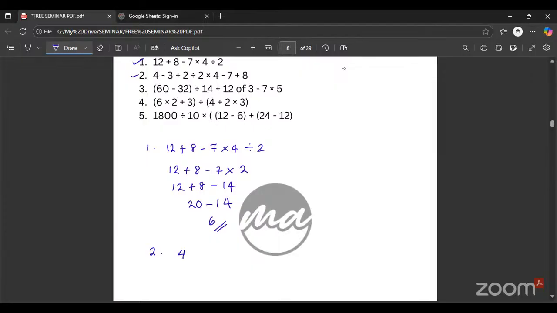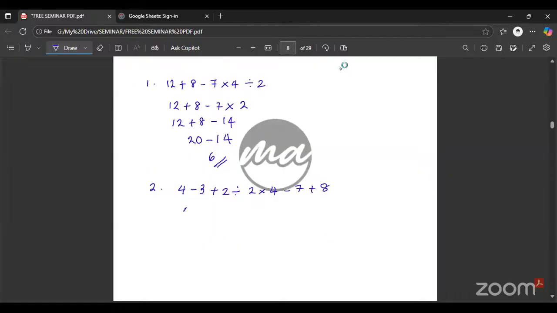So it says 4 minus 3 plus 2 divided by 2 into 4 minus 7 plus 8. First thing you have to do the division. What's 2 divided by 2? 1. 1 into 4 minus 7 plus 8. After division, it's multiplication. What's 1 into 4? 4. After multiplication, it's addition.